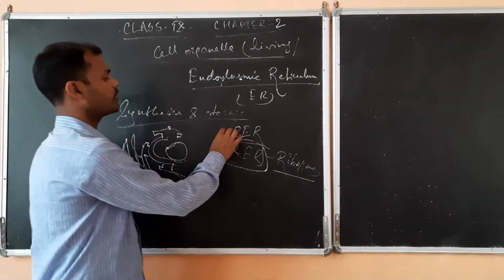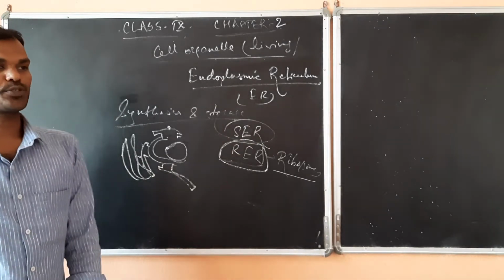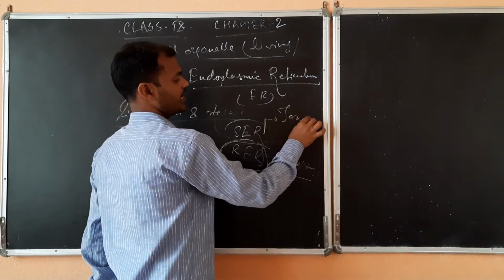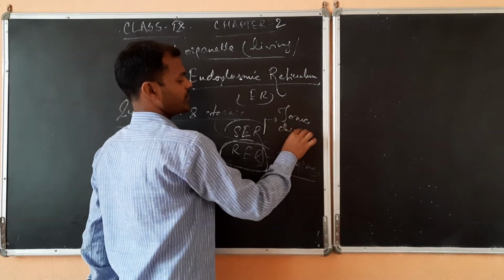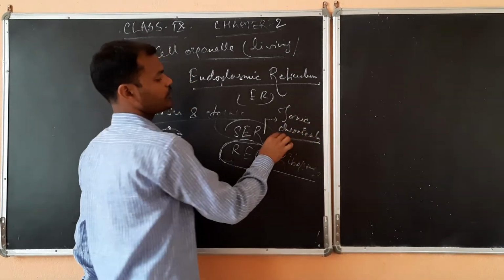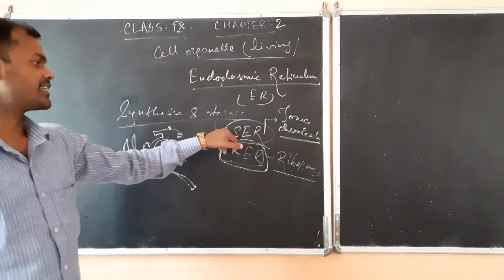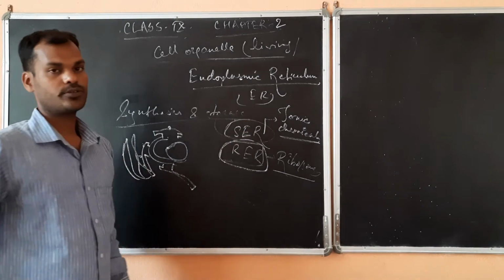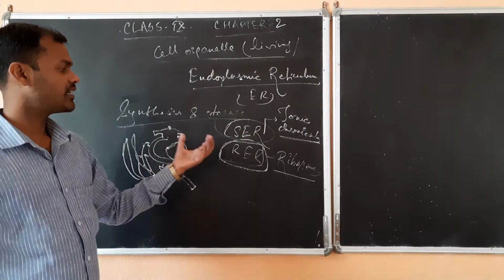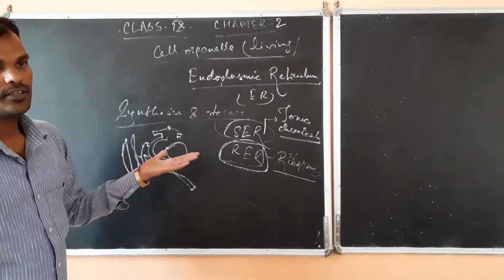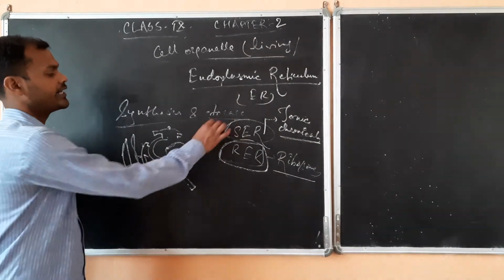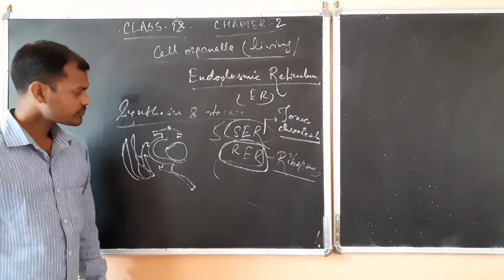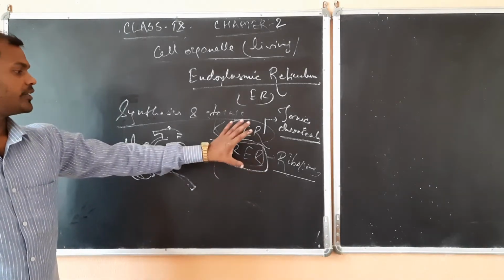Afterwards, the smooth endoplasmic reticulum is responsible for dealing with toxic chemicals, and to get rid of these toxic chemicals, the SER is responsible. Then modifications also: if some modification is needed in any of the substances, this is the work of the endoplasmic reticulum only.